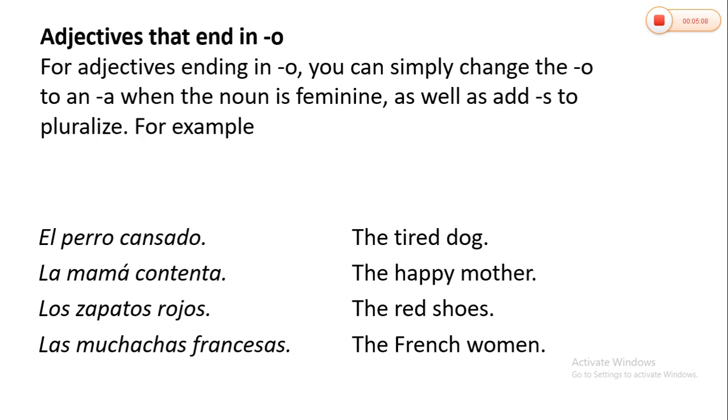The red shoes. Los zapatos rojos. Rojos is an adjective. Now zapatos ends with os, it's a plural word. The adjective will also get the ending os. The French women. Las muchachas francesas. The adjective is francesas. The noun is muchachas, which is women, and it ends with as, and hence our friend the adjective will also end with as. So this is a rule. Let me repeat it for you. When the noun ends with o, the adjective will get the ending o. When the noun ends with a, the adjective will also get the ending a. When the noun ends with os, the adjective will also end with os, and when it is as, the adjective will also end with as.